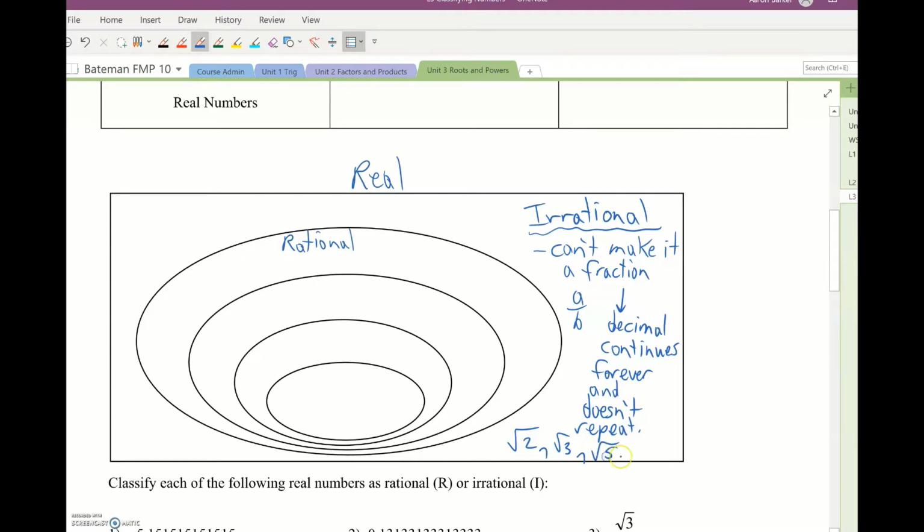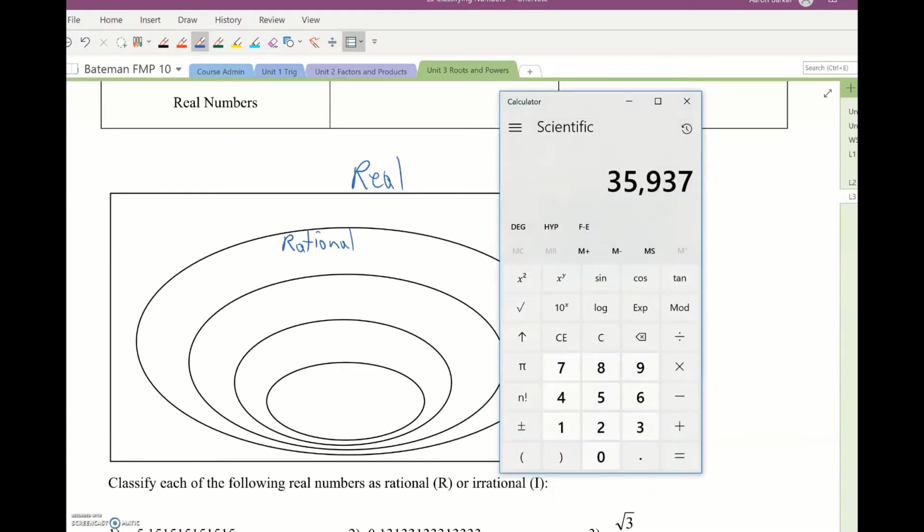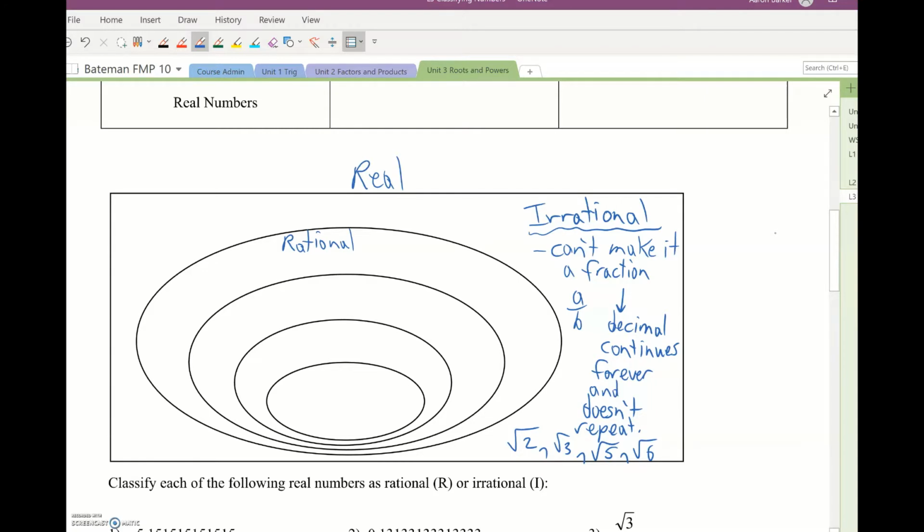The ones you've seen before are things like root 2, root 3, root 5, root 6. Those are all irrational numbers. When you try them on your calculator, for instance square root 2, it goes forever and doesn't repeat. Root 4, on the other hand, stops, so it's rational. Root 5, irrational. Root 6, irrational. Root 3, irrational. Root 8, irrational. What about 9? It stops.